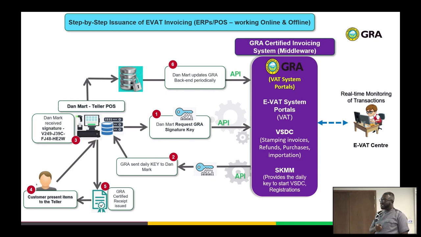Now, number 6 is where the data that is taken for that particular transaction is sent back to the Commissioner General's invoicing system. And this takes place immediately in some cases if the taxpayer is operating offline. If not operating offline, within 24 hours, the information is sent back to the Commissioner General's invoicing system.